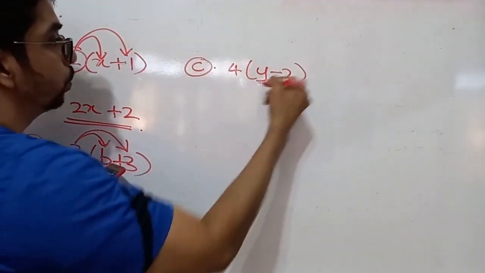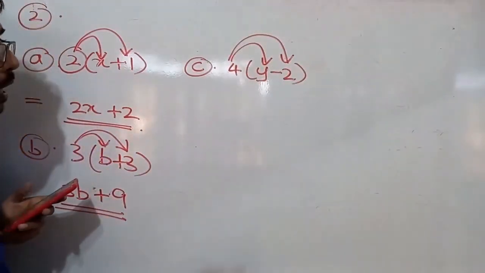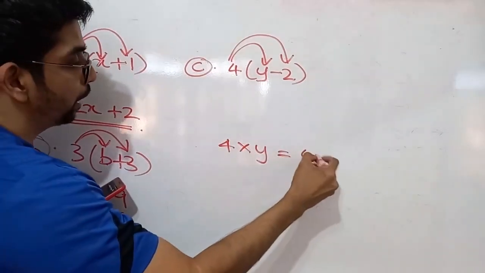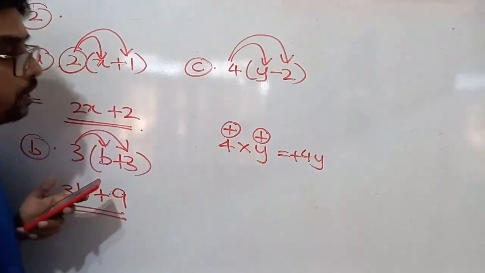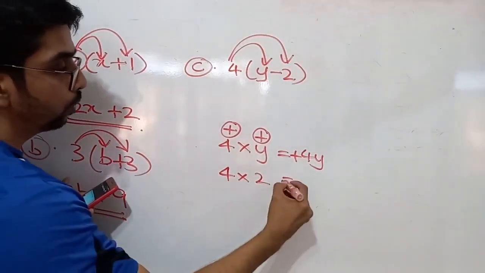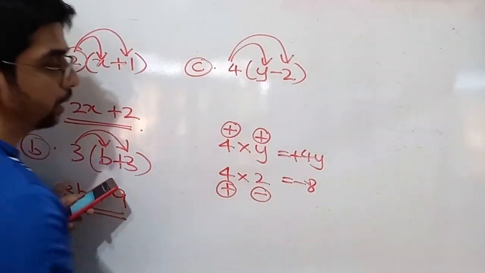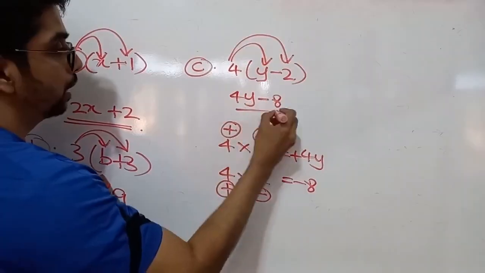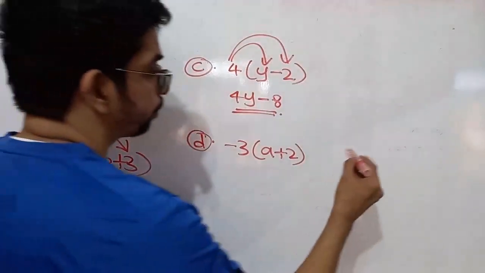4y minus 2. So what do we do with this 4? We have to multiply it with both terms inside the brackets. Right. Let's take this. 4 into y, we know that is 4y. Positive into positive, the symbol is positive. Next, 4 into 2, we know that is 8. Positive into negative, that is negative. Right? So what is the answer here? 4y minus 8. Right.